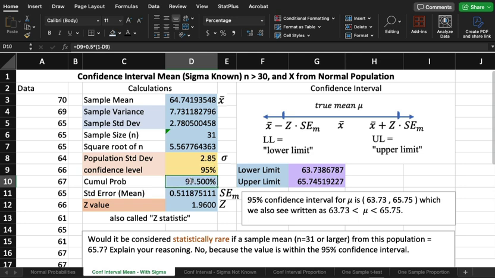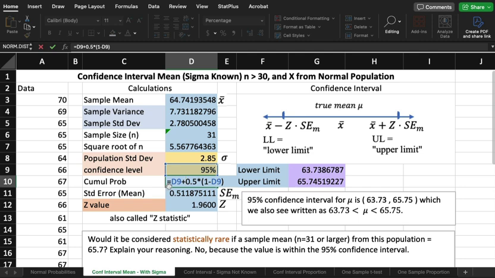Next, we need the cumulative probability. So this is the confidence level plus the left tail, because the confidence level is basically centered at the mean, and it goes to the left and to the right. So there's a tail on both sides of our confidence interval. So in order to find our z value, which we're about to get, we need that. In order to get that, we need the cumulative probability. So that's going to be our confidence level plus the amount that's in the tail. So this is how you calculate that.